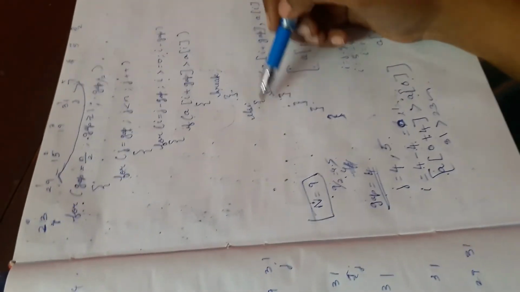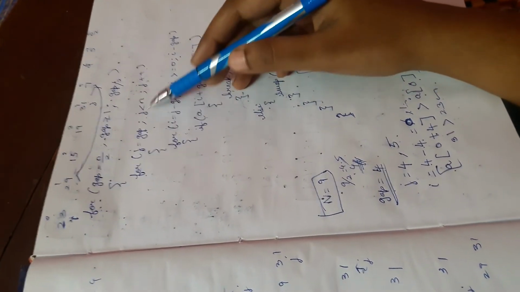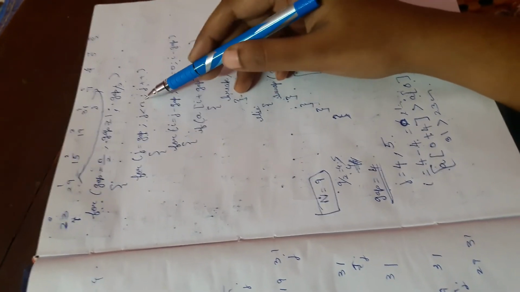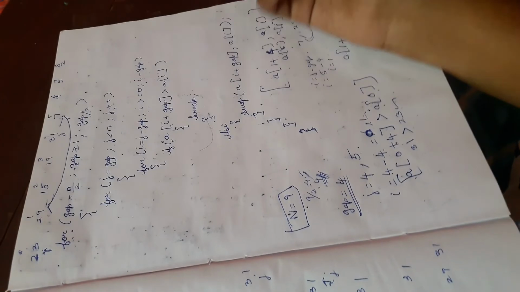So like this we have to check the condition for each and every element and increment j plus plus until j is less than n, that is 9 is less than 9. Till that position we have to complete all the passes. Okay.